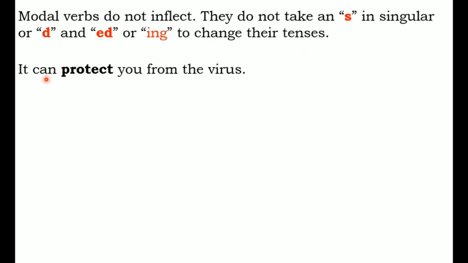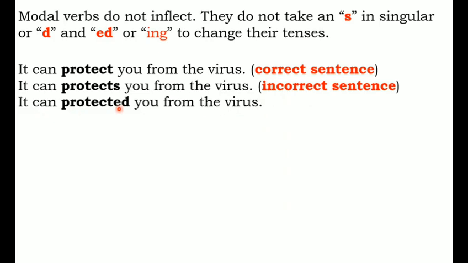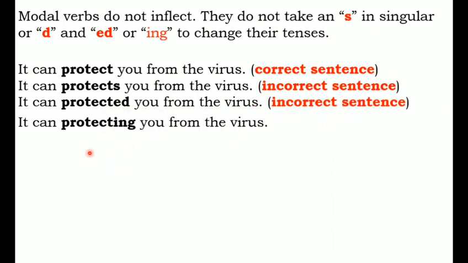Example, it can protect you from the virus. This is a correct sentence. It can protects you from the virus. Meron siyang S, so this is incorrect or wrong. It can protected you from the virus. May ED, mali din siya. So this is incorrect. Alright. It can protecting you from the virus. Meron din siyang ING. So this is also wrong.